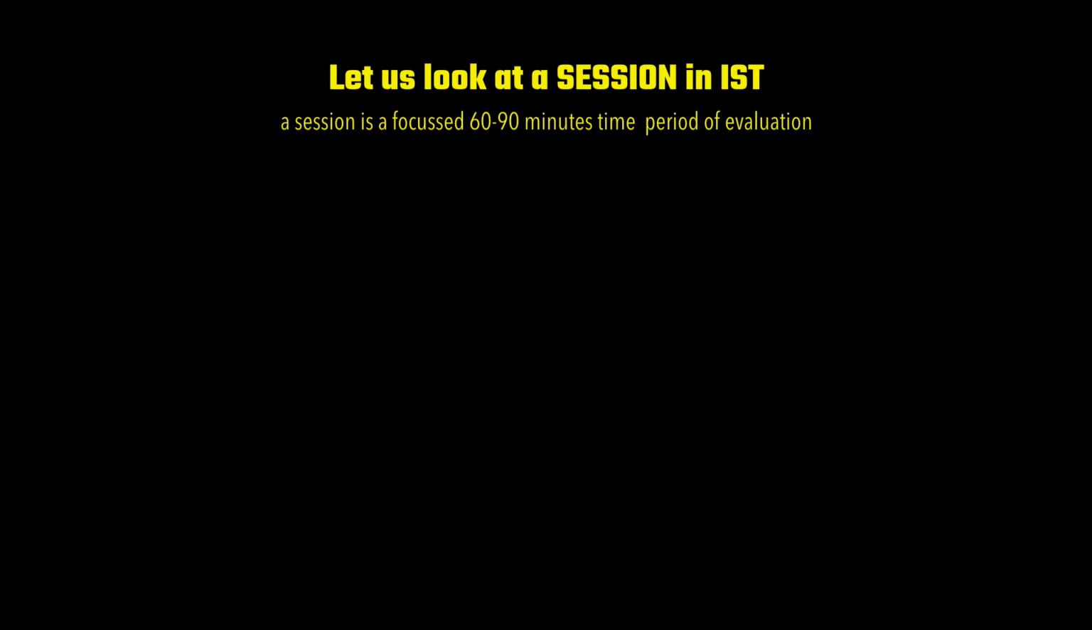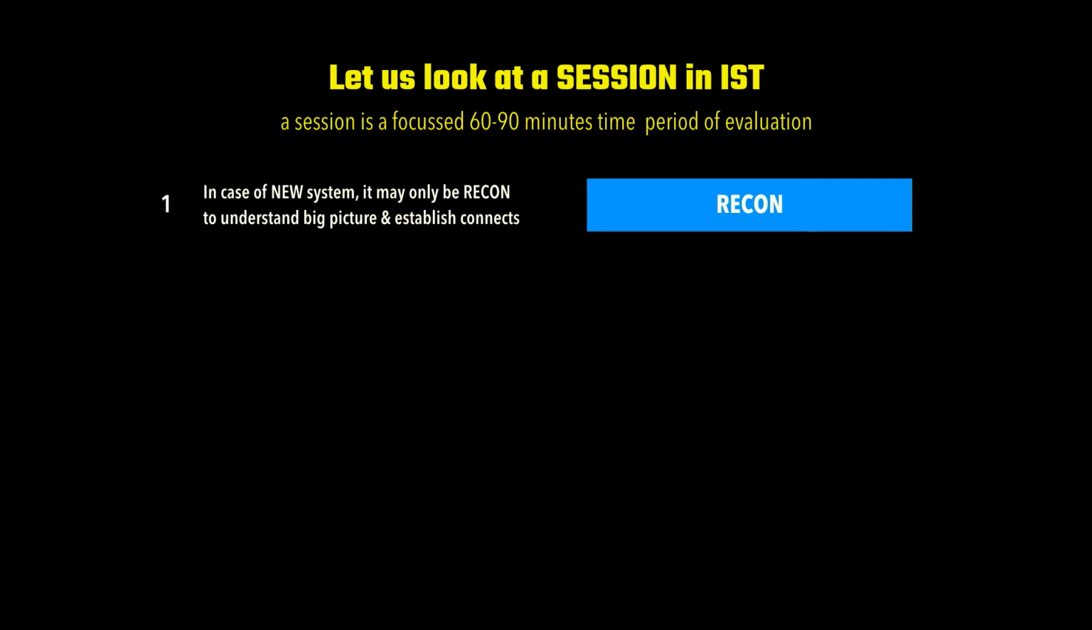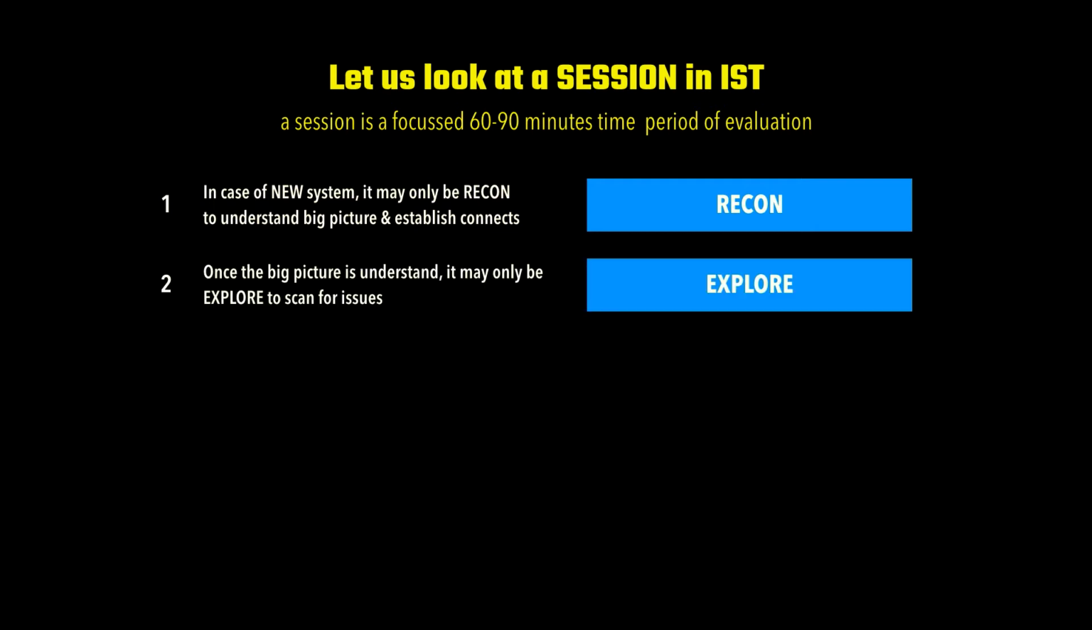So what does a session look like in IST? A session really is a focused 60 to 90 minute period of evaluation. Now, what could they look like? In the case of a new system, the session may just be a reconnaissance session to understand the big picture and establish connects. So maybe the entire session is only reconnaissance.